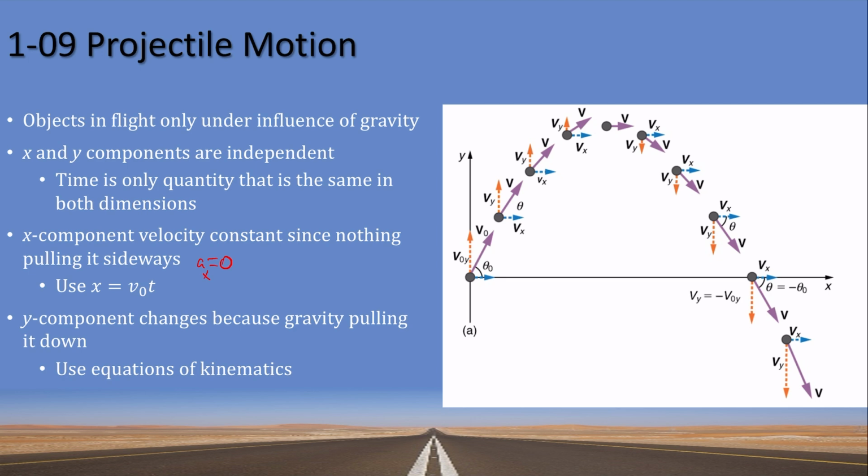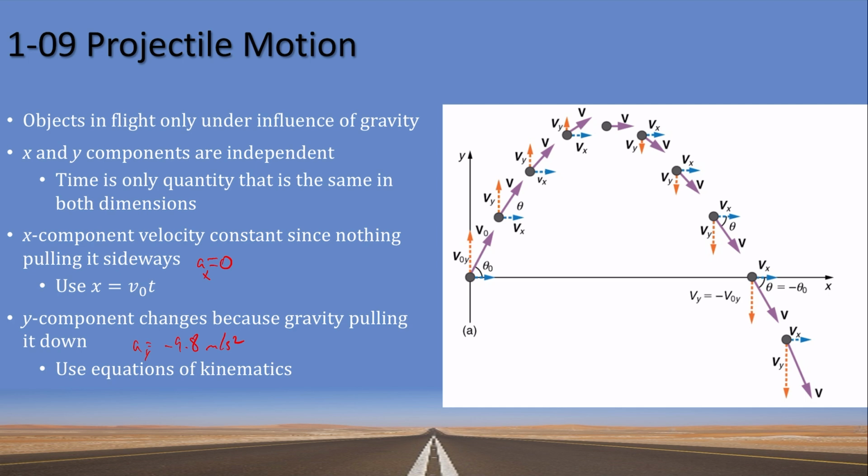The y component does change because gravity is pulling it down. So for that one, our acceleration is negative 9.8 meters per second squared. And we'd use the equations of kinematics.